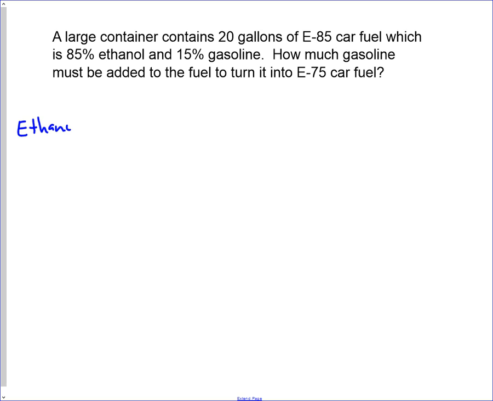If we're writing an ethanol equation, then we're going to let X be the amount of gasoline that we add. And so we start with 20 gallons of this E85, which means the amount of ethanol we have is 0.85. We're going to add X gallons to it, but the amount of ethanol in that X gallons is actually 0. So we're adding no ethanol to our solution.